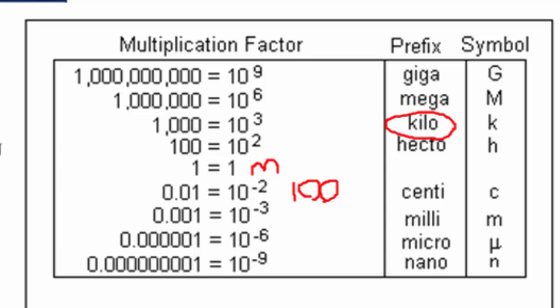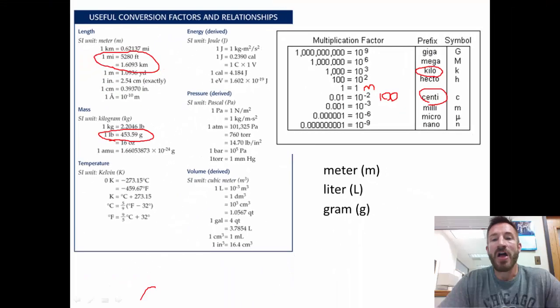And the other one I expect you to know is milli. There are 0.001 meters in a millimeter. The easier way to look at that is to know that there are 1,000 millimeters in a meter. So the three conversions you'll need to know are: there are 1,000 meters in a kilometer, there are 100 centimeters in a meter, and there are 1,000 millimeters in a meter. And that would apply also for liters, and also for grams.